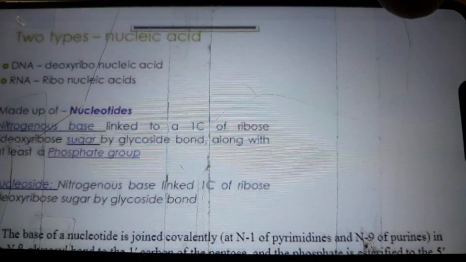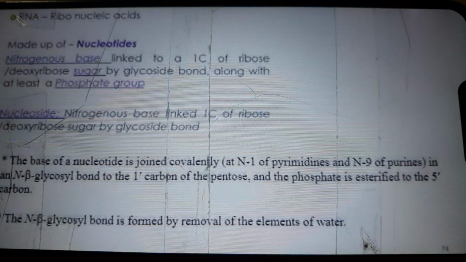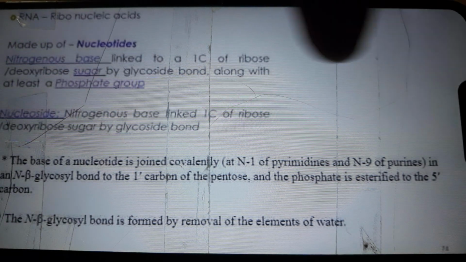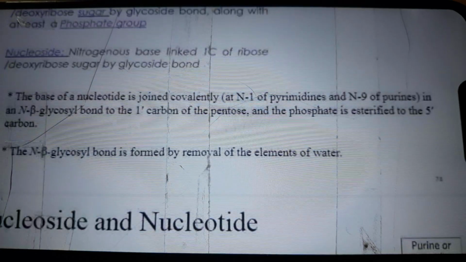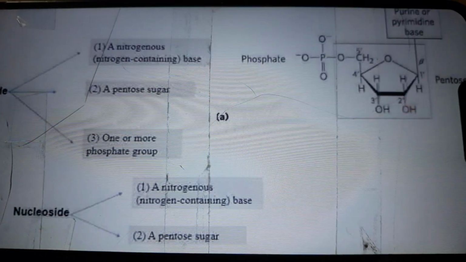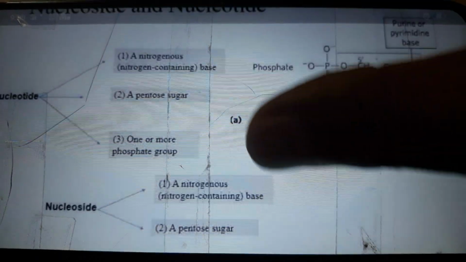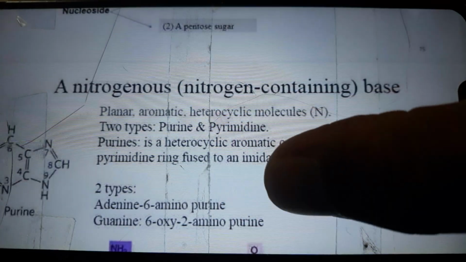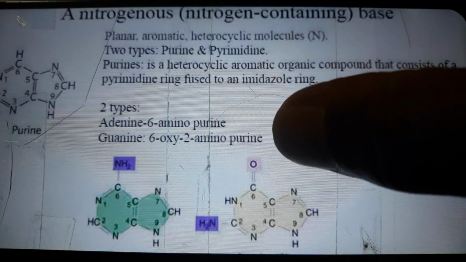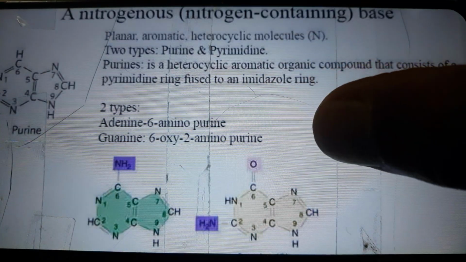Two types of nucleic acid, DNA and RNA, made up of nucleotides. A nucleoside is a nitrogenous base linked to a sugar. A nucleotide contains a nitrogen-containing base, a pentose sugar, and one or more phosphate groups. Nitrogen-containing bases are planar aromatic heterocyclic molecules.